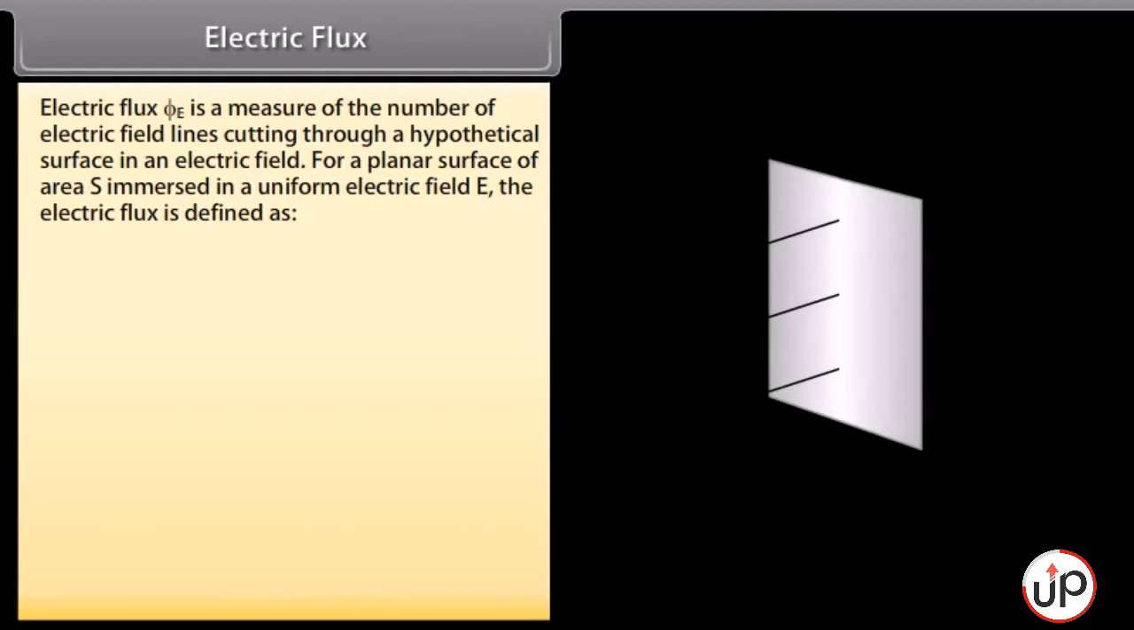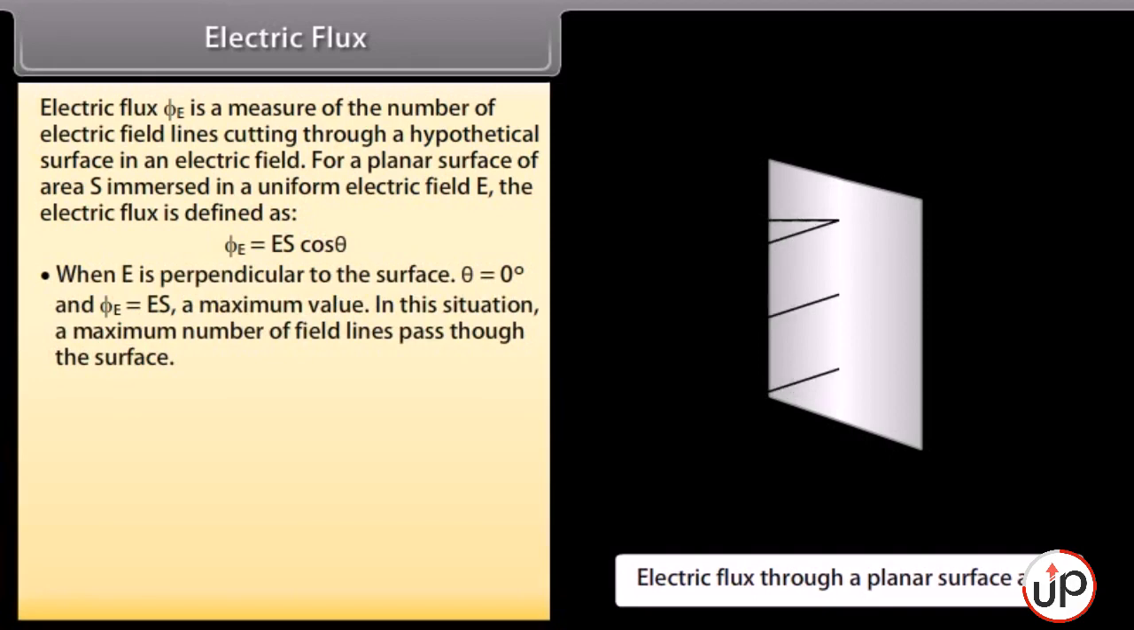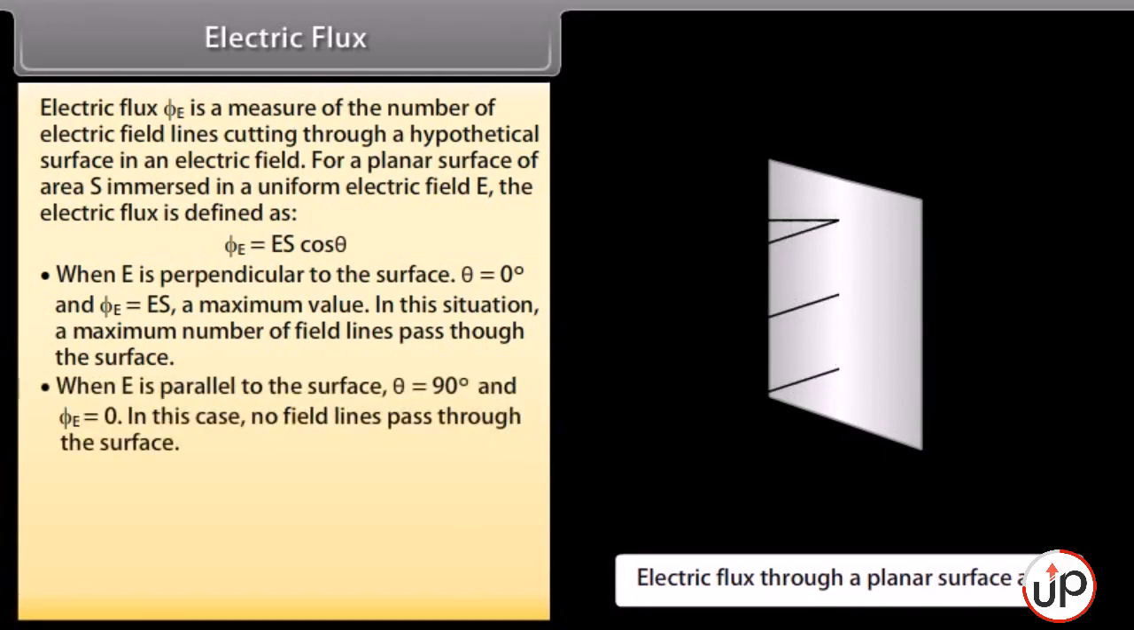Electric flux. Electric flux phi E is a measure of the number of electric field lines cutting through a hypothetical surface in an electric field. For a planar surface of area S immersed in a uniform electric field E, the electric flux is defined as phi E is equal to ES cos theta. When E is perpendicular to the surface, theta is equal to 0 degree and phi E is equal to ES, a maximum value. In this situation, a maximum number of field lines pass through the surface. When E is parallel to the surface, theta is equal to 90 degree and phi E is equal to 0. In this case, no field lines pass through the surface.